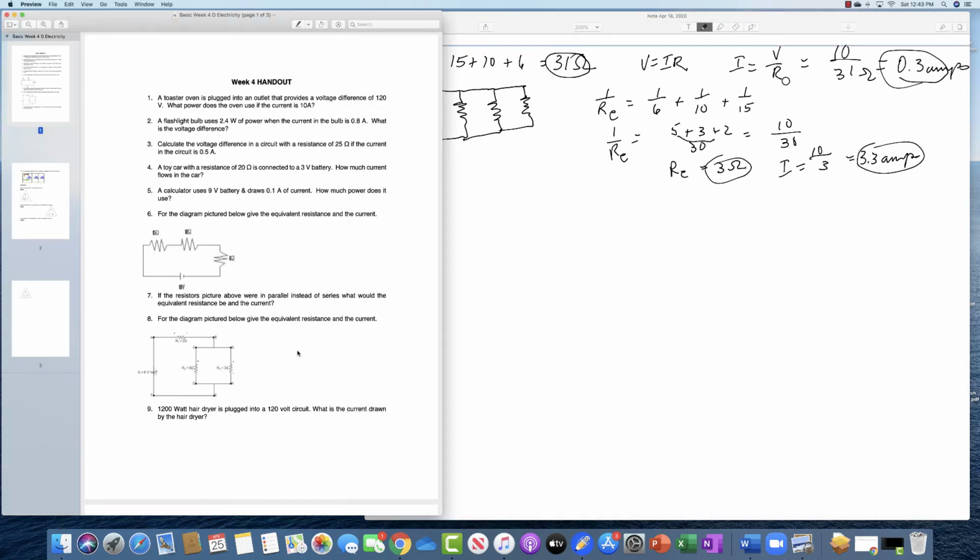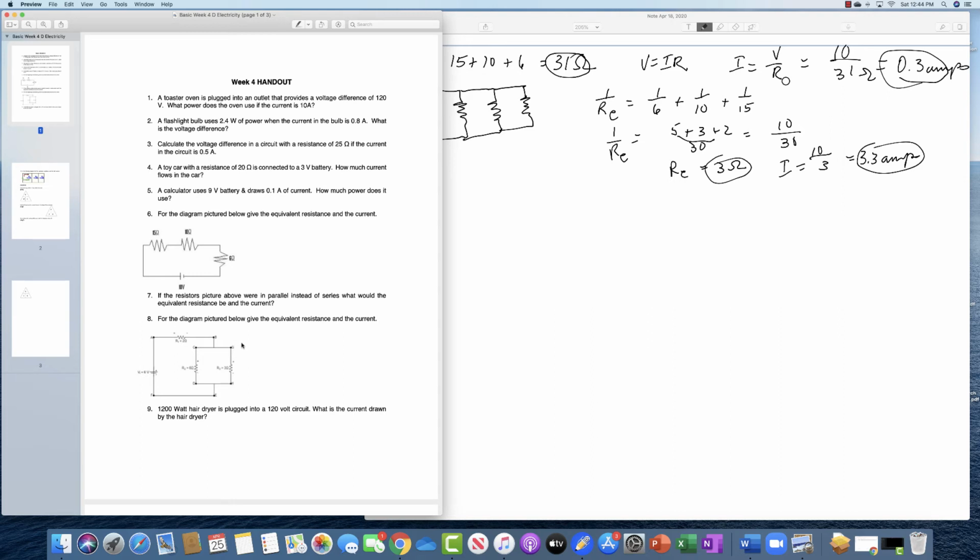Let's take a look at number 8 here. For the diagram pictured below, give the equivalent resistance and the current. Now, this is a situation where you have what's called a combination circuit, where you have both something in parallel and something in series. This resistance is in series with these two. These two are in parallel with each other.